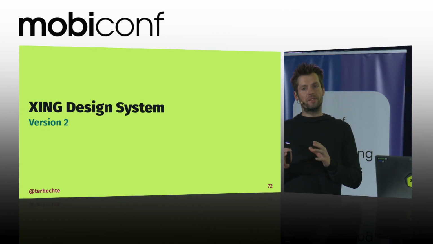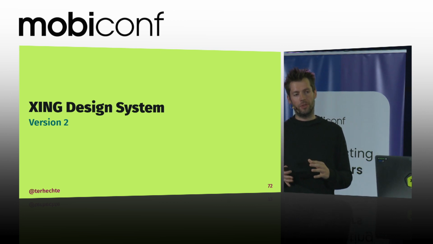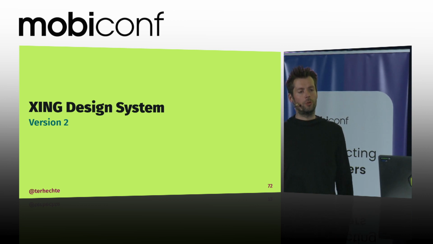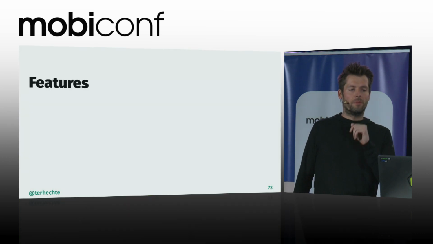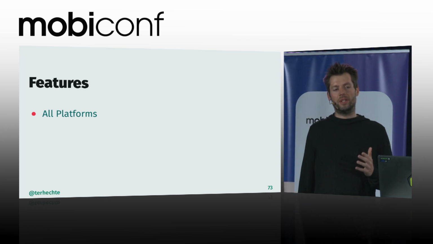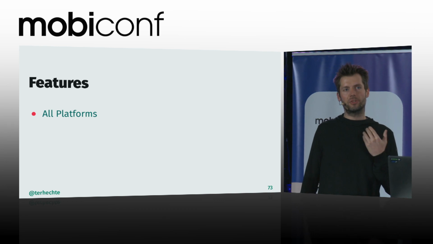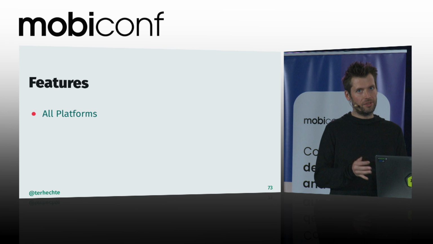For the XING design system version 2, we applied atomic design, but also changed small parts of it to better fit what we are doing at XING with the design system. It works on all platforms, which was important to us. That means it's for web, mobile web, Android, and iOS. We share the same terminology, so all the elements have the same names, and the colors are the same.